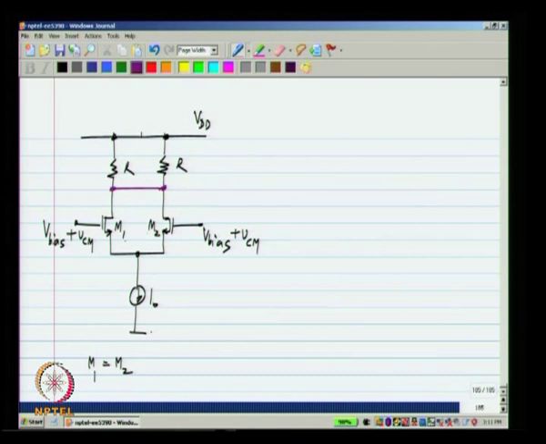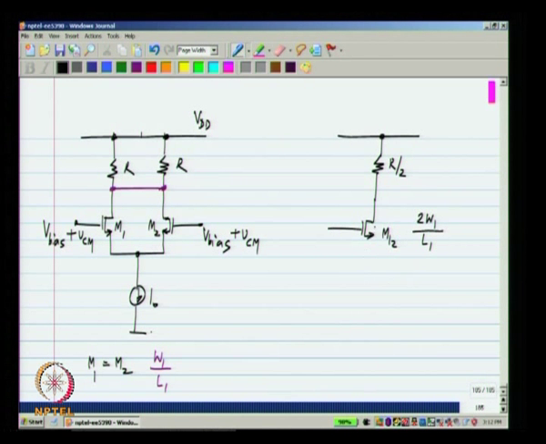Let me assume that the size of M1 and M2 was some W1 by L1. Now, I can combine the parallel resistors into a single resistor R by 2. I can combine the parallel MOS transistors into a single MOS transistor M12 with a width 2W1 and the same length L1, and this current remains I0. Okay. And this will be at V bias plus VCM.